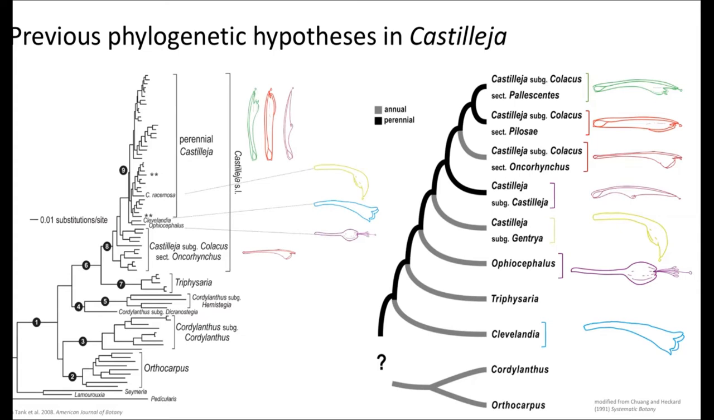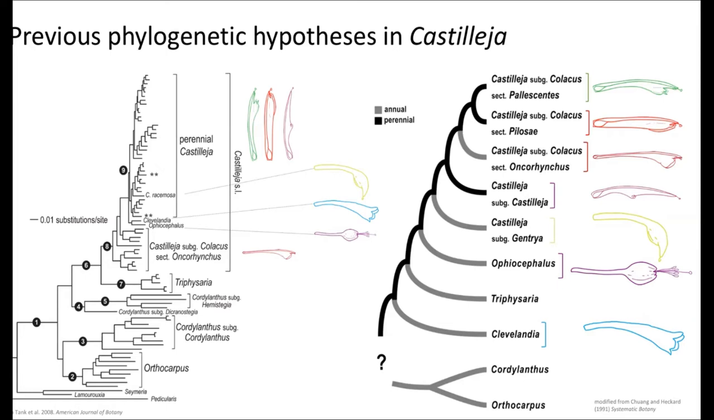His interests were not just in the genus Castilleja, but further out in the phylogeny. And he was the first one who began to bring molecular data to the question of relationships and systematics in the group. What his data revealed was that these three really crazy looking genera, Clevelandia, Ophiocephalus, and Gentrya, were nested very solidly within the genus Castilleja, and so should be recognized as part of the group.